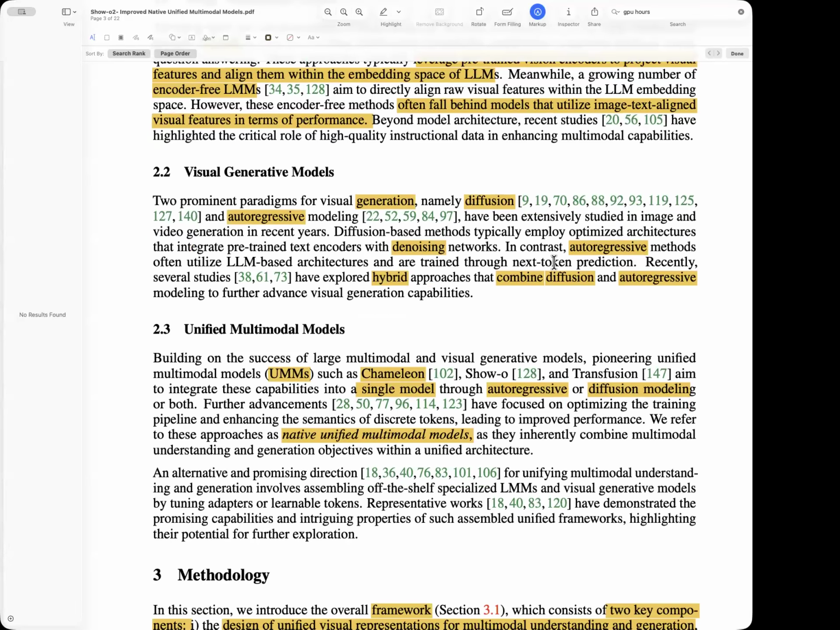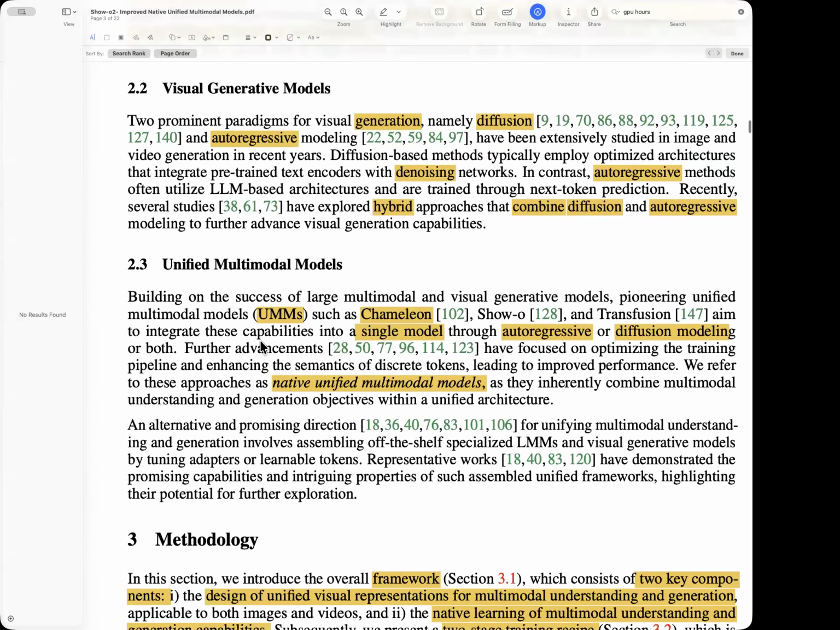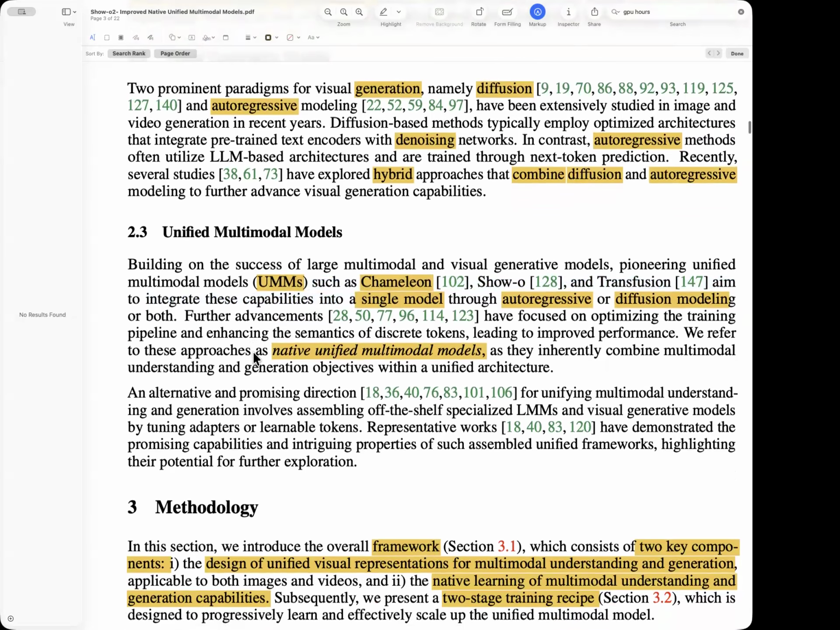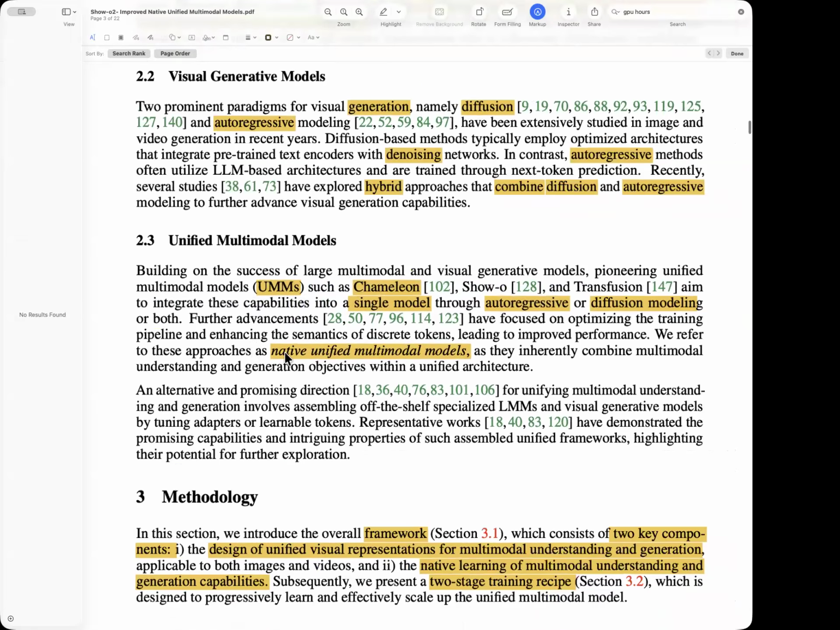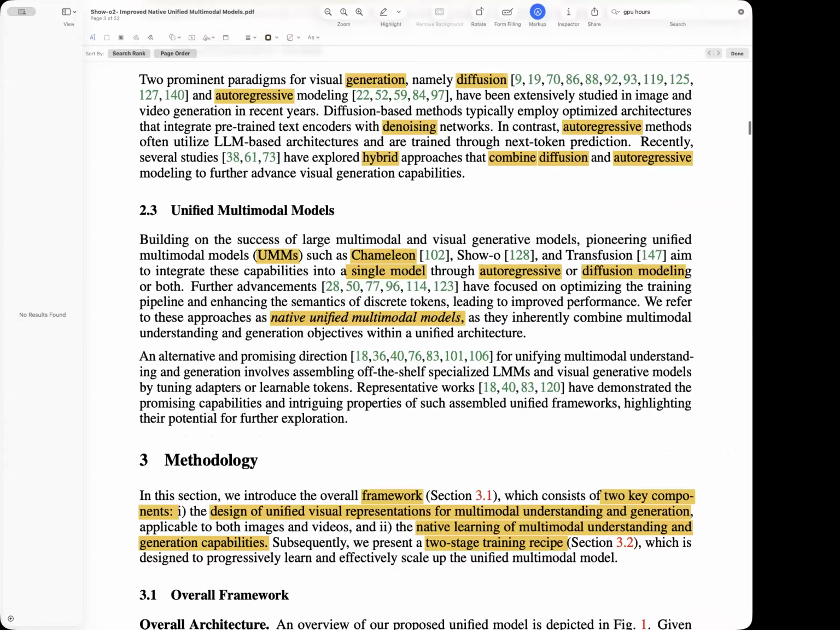There are some hybrids. They try to combine these architectures and do autoregressive stuff. This is some of the newer things. UMMs are kind of this all-in-one modality thing that they talk about. This is what their thing is. Native unified is what they call it, versus assembling tailored stuff. The Chameleon paper is actually a really good original version of this that people should read. I think we covered it in Paper Club like a year ago.